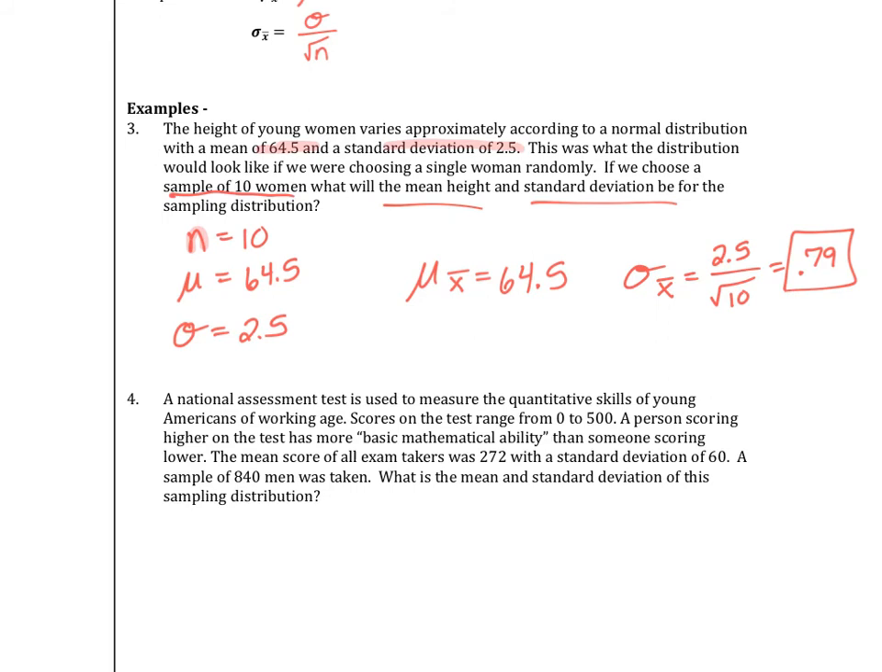Again, what this means is instead of taking one woman at a time and finding the average and the standard deviation, we take a group of 10, find the average, and then do another group of 10 and find the average, and another group of 10 and find the average. If we do that, it's going to be less spread out. So that means the standard deviation is going to be smaller.